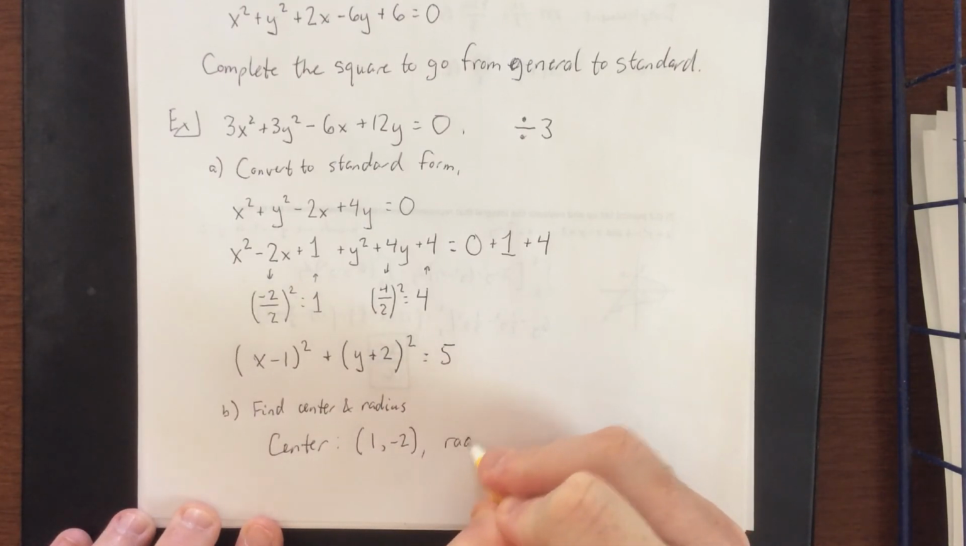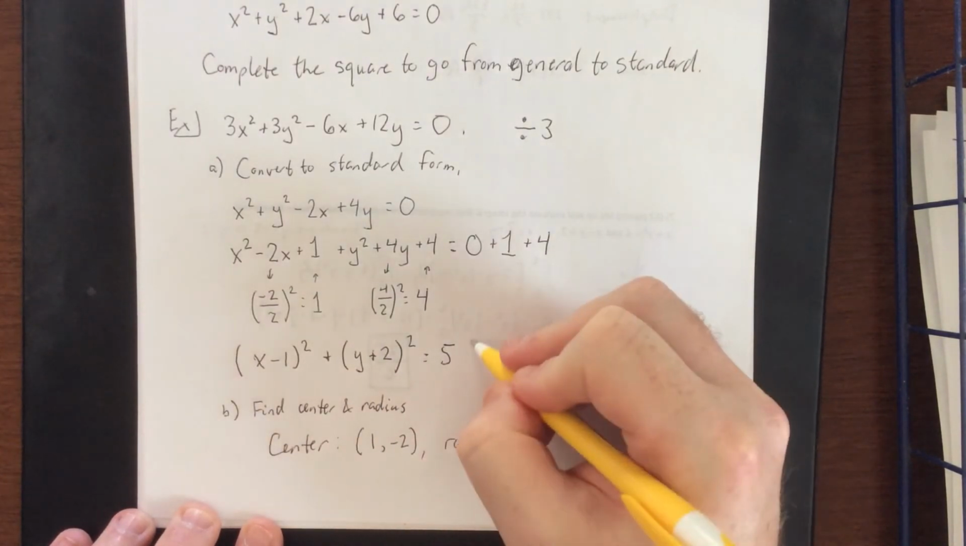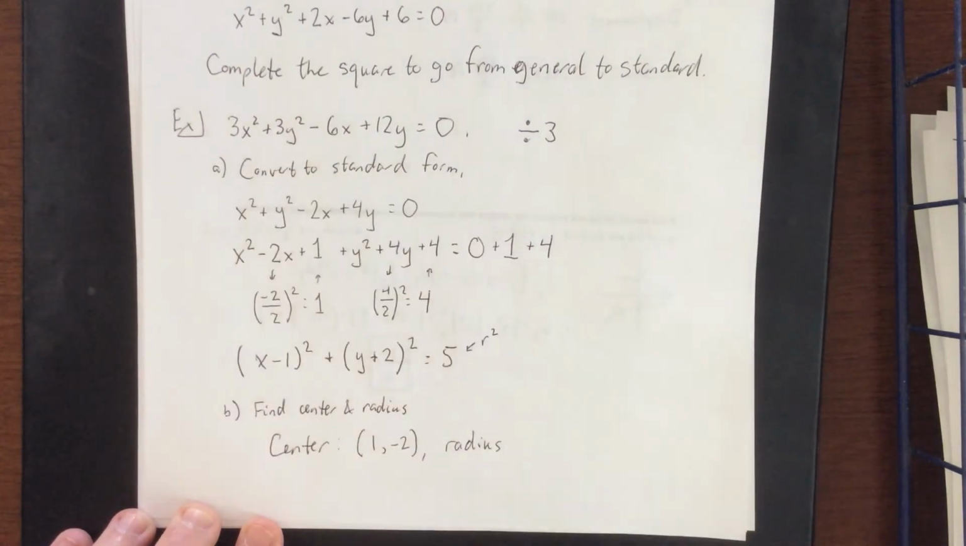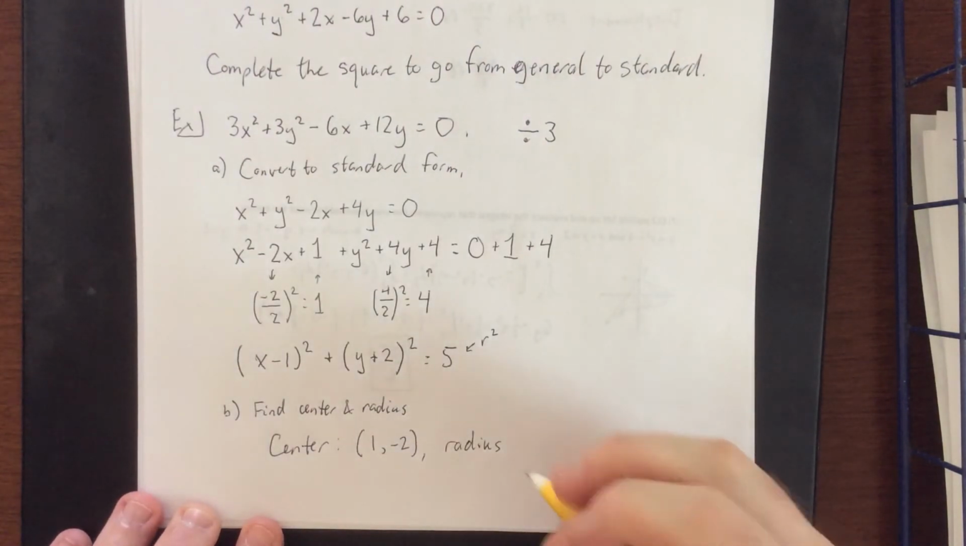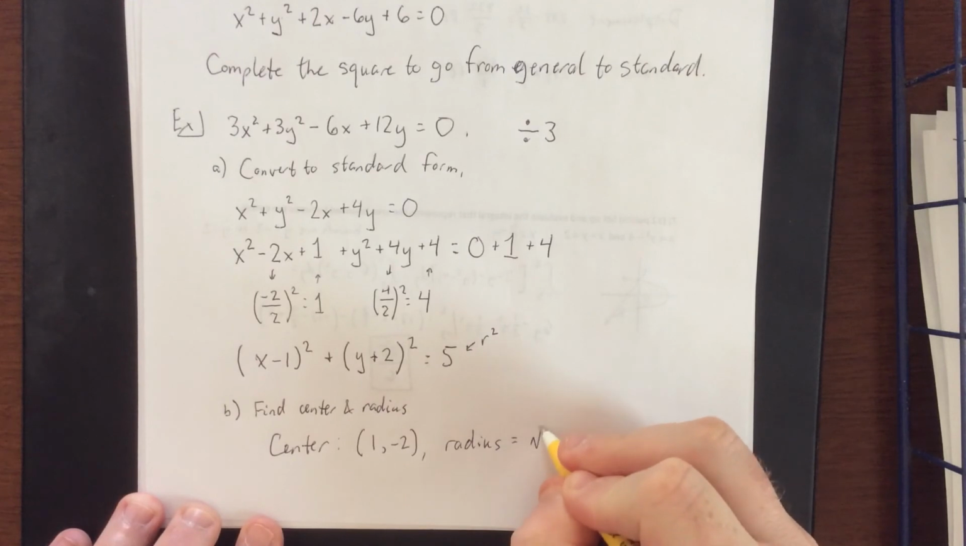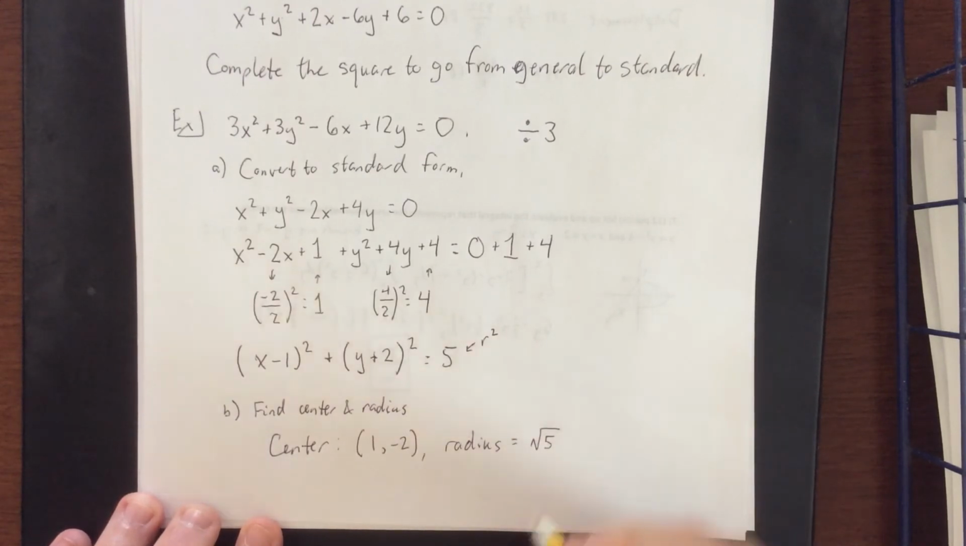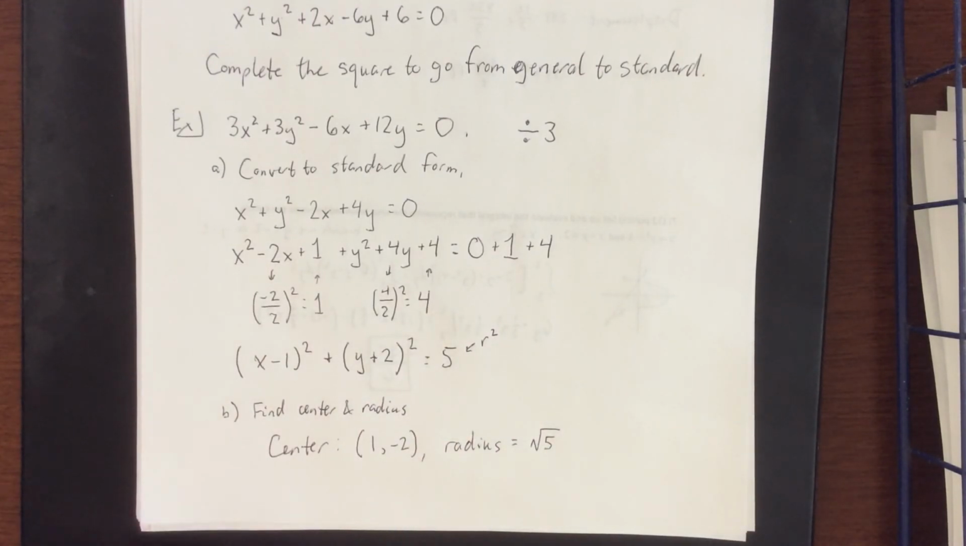As far as the radius is concerned, that 5 is referring to r squared. So we take the square root of that and we get our radius. No need for a plus or minus. A radius is referring to a distance. So that radius will be the square root of 5. Then if I wanted to do other things like graph the circle or find its intercepts, I could certainly do that as well.